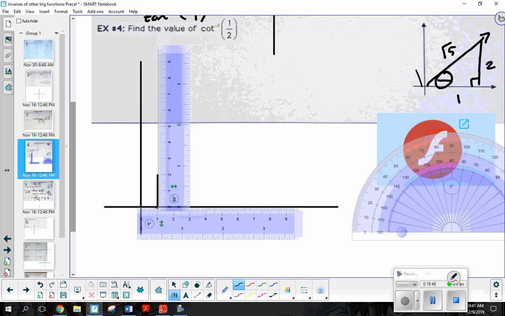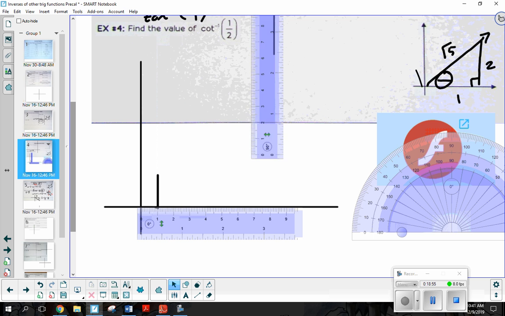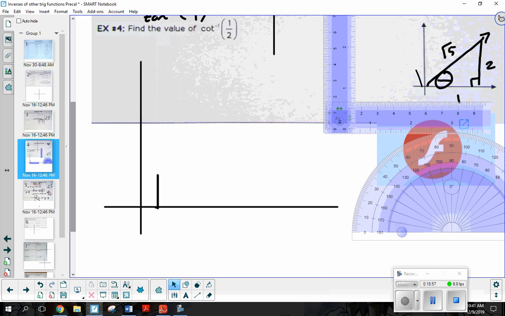Okay. And for the test on Monday, I'm going to have the protractors available. I'm going to have the rulers available. Okay. The calculators will not be available, unfortunately.